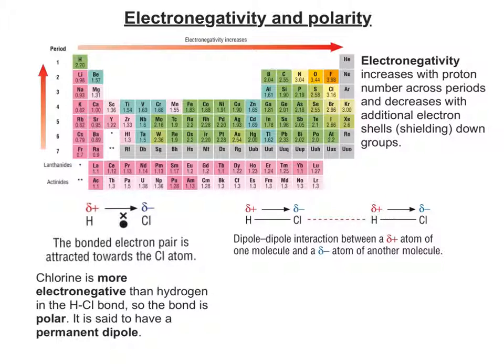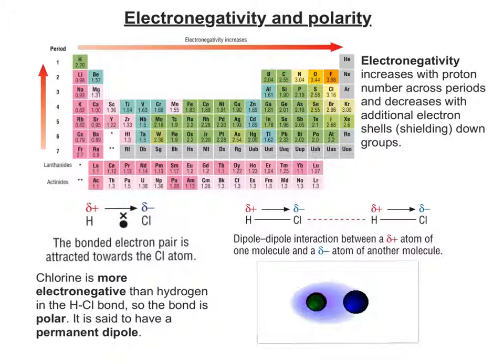It's not quite a bond because there's no electrons being transferred and there's no electrons being shared, but there is an electrostatic attraction between one end of the hydrogen chloride molecule, the delta minus chlorine end, and the other end of a neighbouring hydrogen chloride molecule, the delta positive hydrogen end, and that's signified by the little dotted red line that you can see in this diagram.